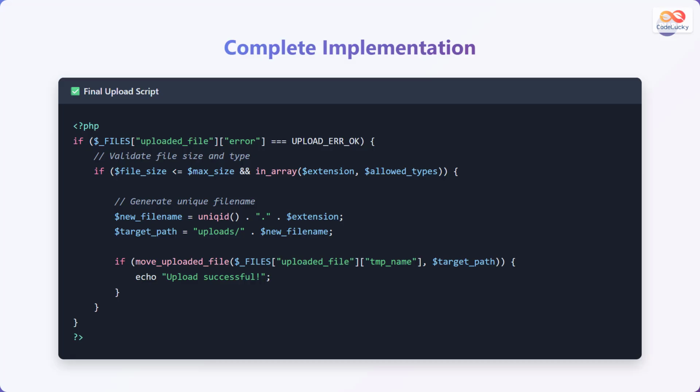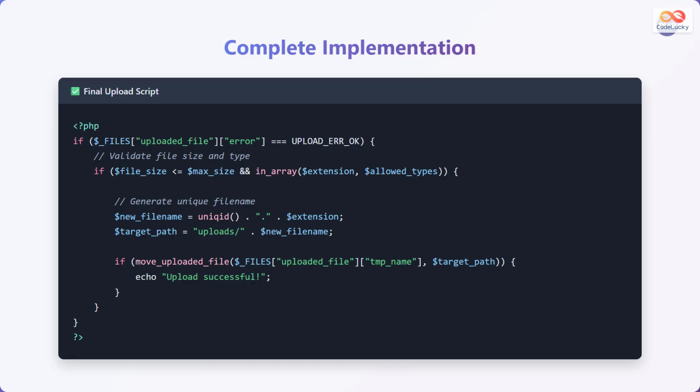Here's a more robust implementation of a PHP file upload script. The script begins by checking for upload errors to ensure that the file was successfully uploaded without any issues. Next, it validates the file size and type to ensure that they meet the specified criteria. If the file size is within the allowed limit and the file type is among the allowed types, the script proceeds to generate a unique file name using the uniqid function. This helps prevent naming conflicts and ensures that each uploaded file has a unique identifier.